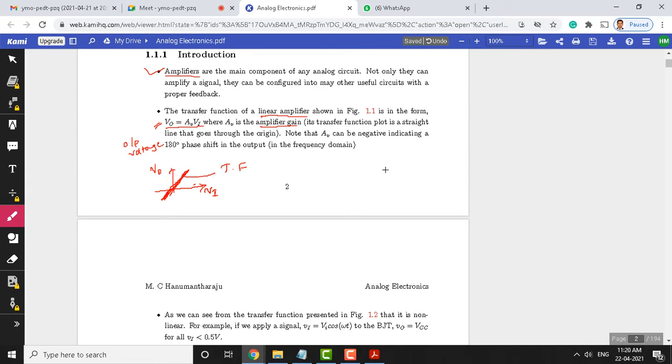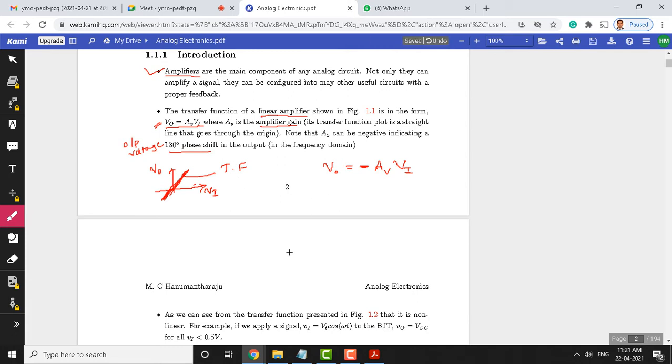Okay, so AV can be negative, indicating that there is a 180 degree phase shift in the output. Sometimes we may get output voltage something like this: V naught is equal to minus AV times Vi. So, this minus indicates there is a 180-degree phase shift between the input and output.